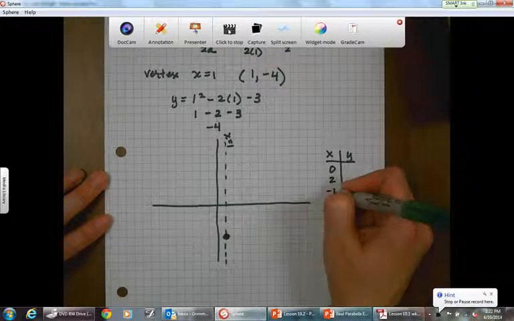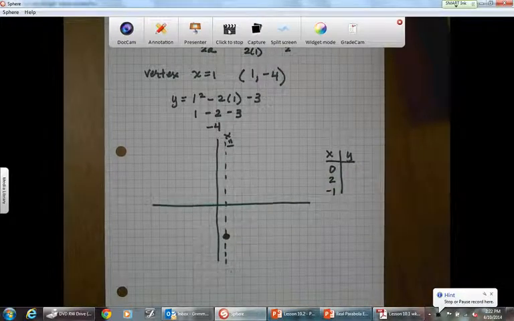Do you notice how much smaller this makes my table, by the way? Do you notice how much smaller my table is? So I had to do a little more work up front, but it saved me a lot of work on the back end. Okay, so now let's plug in a 0.